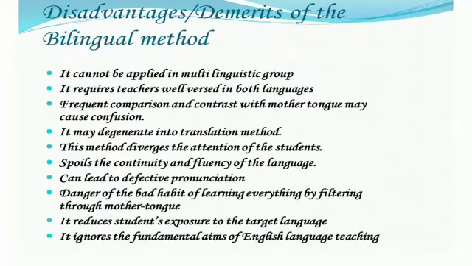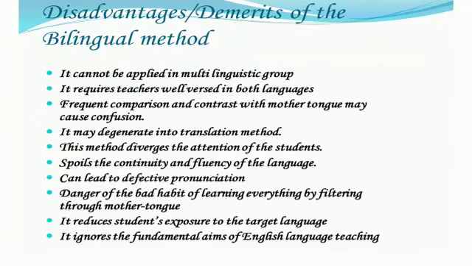Then what are the disadvantages of this bilingual method? That means the demerits of this bilingual method. The first point is it cannot be applied in a multilinguistic group. It refers to the bilingual method. Multi means many, linguistic means language. Understand? So it cannot be applied in a multi-language group. This bilingual method cannot be applied in many language groups.